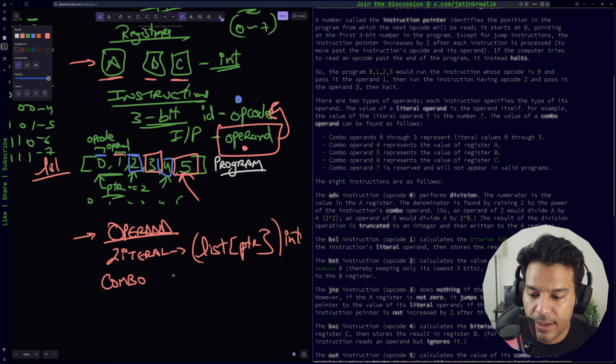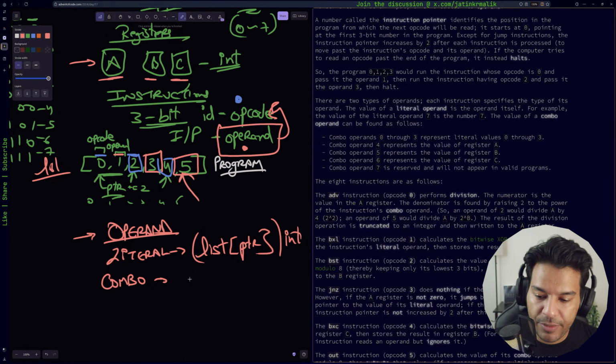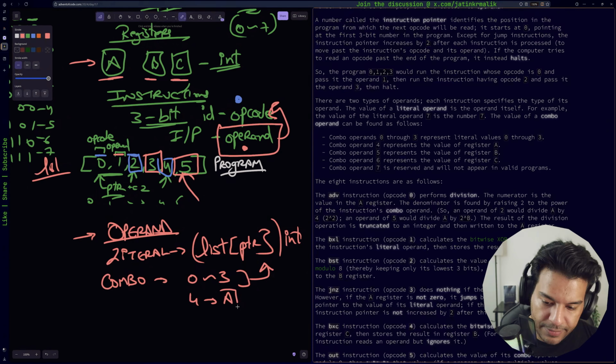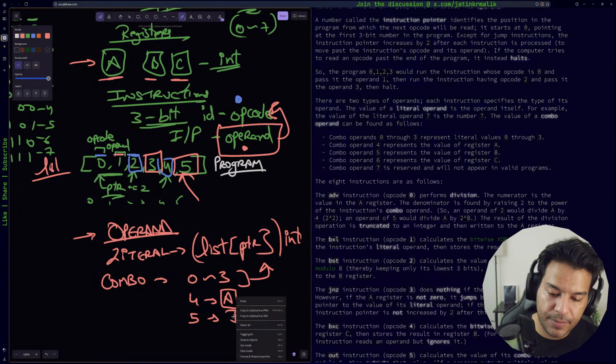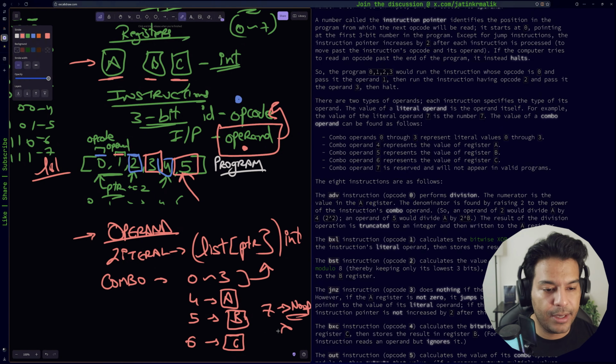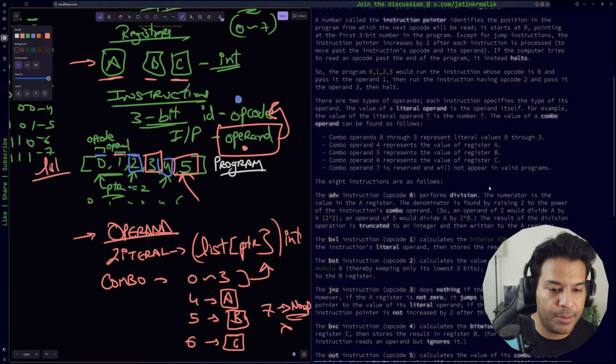So that's fair. In combo, it's just a simple map where if it is 0 to 3, it will basically behave like a literal operand. If it is 4, we will get the value from A. If it is 5, we will get the value from B. And if it is 6, we will get the value from C. And in case of 7, it's basically like a no-op. So we won't do anything there and it will not appear in any valid programs.